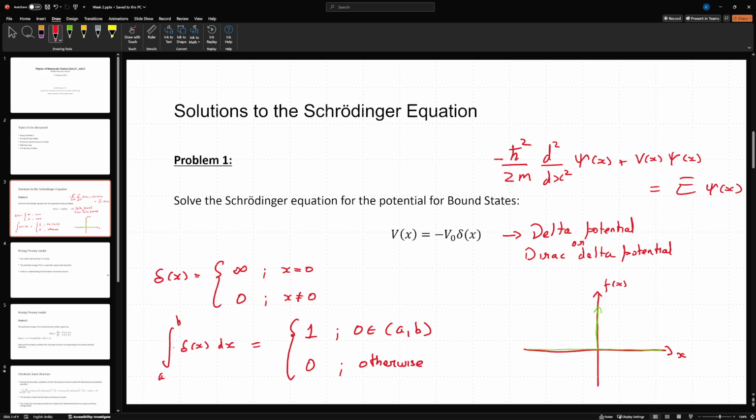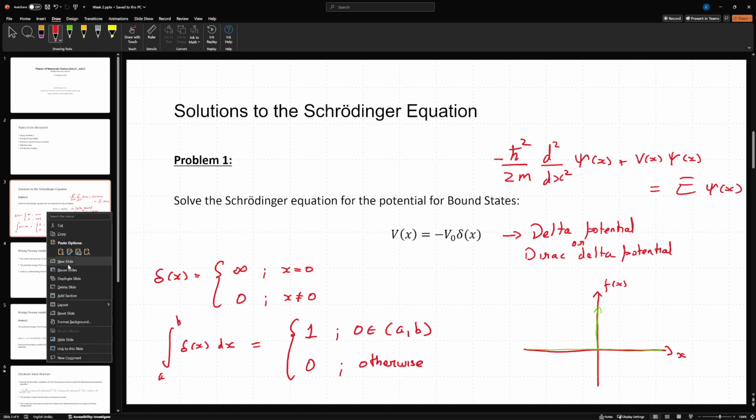What does this mean? If I'm integrating between two points, as long as the point where the Dirac delta function goes to infinity is within the limits of integration, then the integral will give me value 1. Otherwise, the integral will give me value 0. So these are the properties of the Dirac delta function. Now, using this, let us see how we can solve the Schrodinger equation.